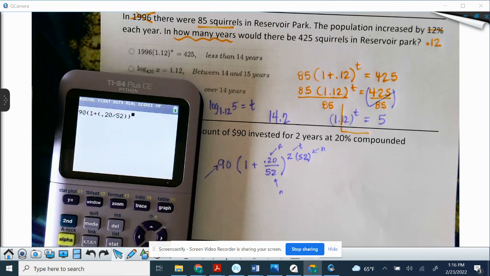Two times 52 is 104, so I'm just going to use 104. And fingers crossed. There we go.